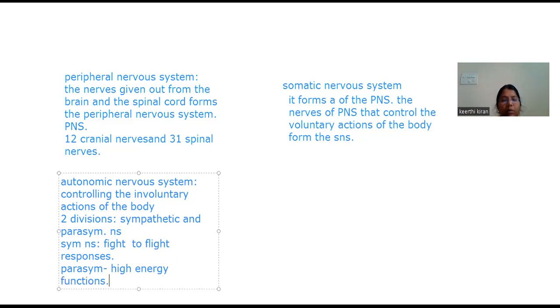So this is about the autonomic nervous system, somatic nervous system, and peripheral nervous system. I think that is very clear for you. Now let's see the reflex action. A reflex action is a sudden, involuntary reaction of the body in response to stimuli. If we touch our eyes, we blink. If we touch a hot object, we take our hand away very fast. That is because of the reflex action.